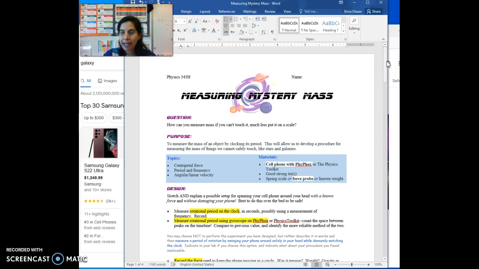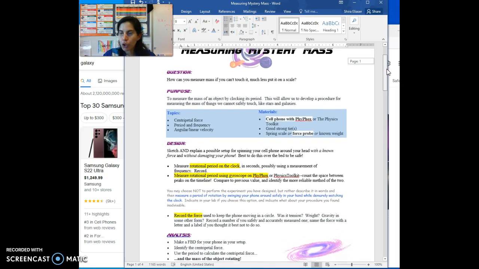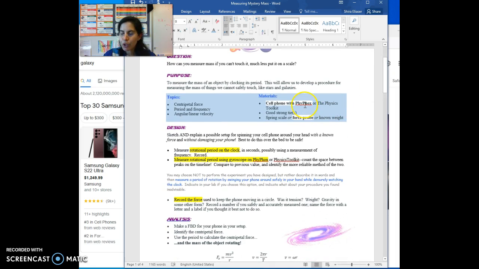What we can track in the big spinning mass of stars without putting a scale underneath is rotation. Your goal is to use your cell phone to measure rotational period. On an app using your phone's built-in gyroscope, you can also simply measure rotational period on the clock. 1, 2, 3, 4, 5. That was 5 rotations in 5 seconds. That's 2 pi r, 5 times in 5 seconds.